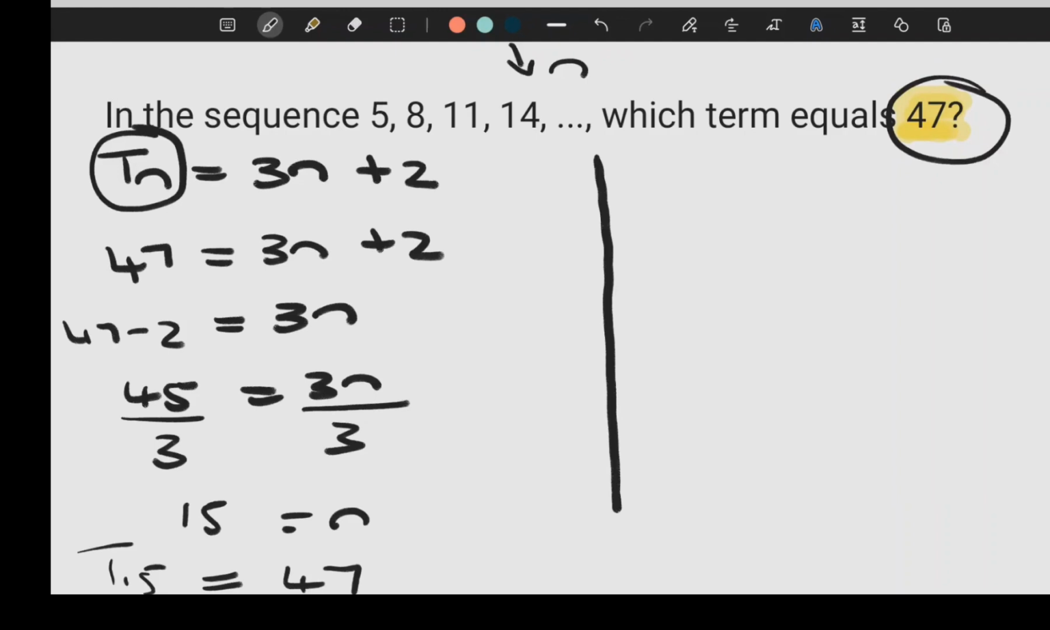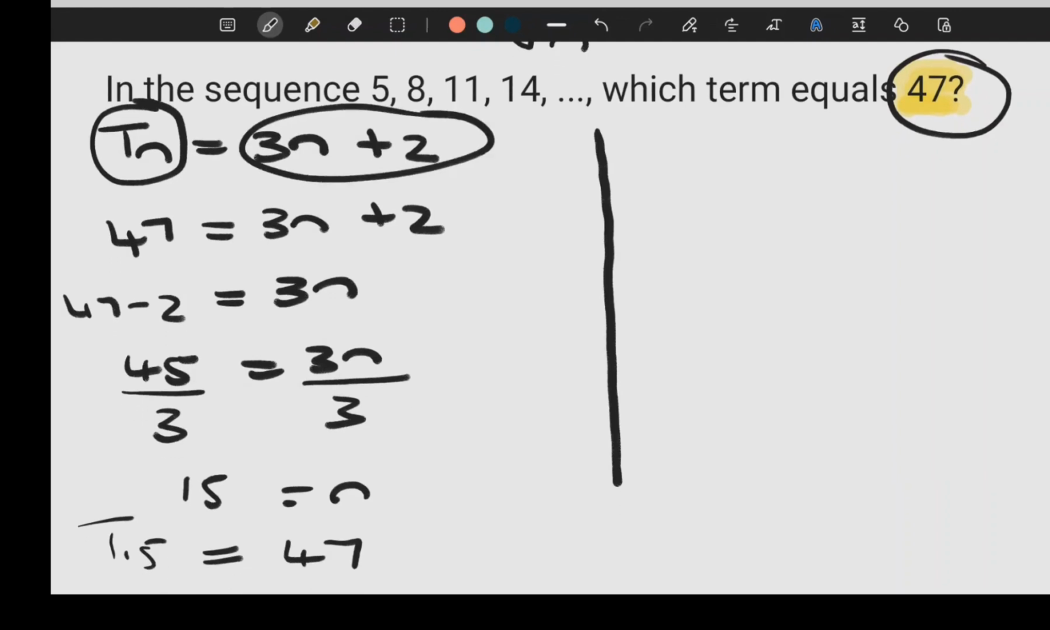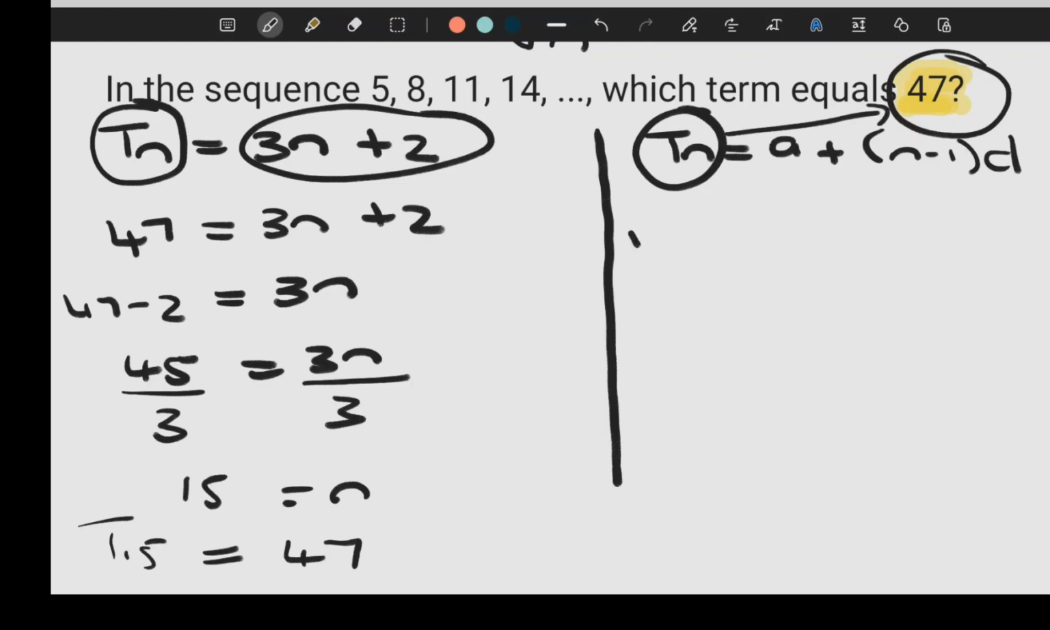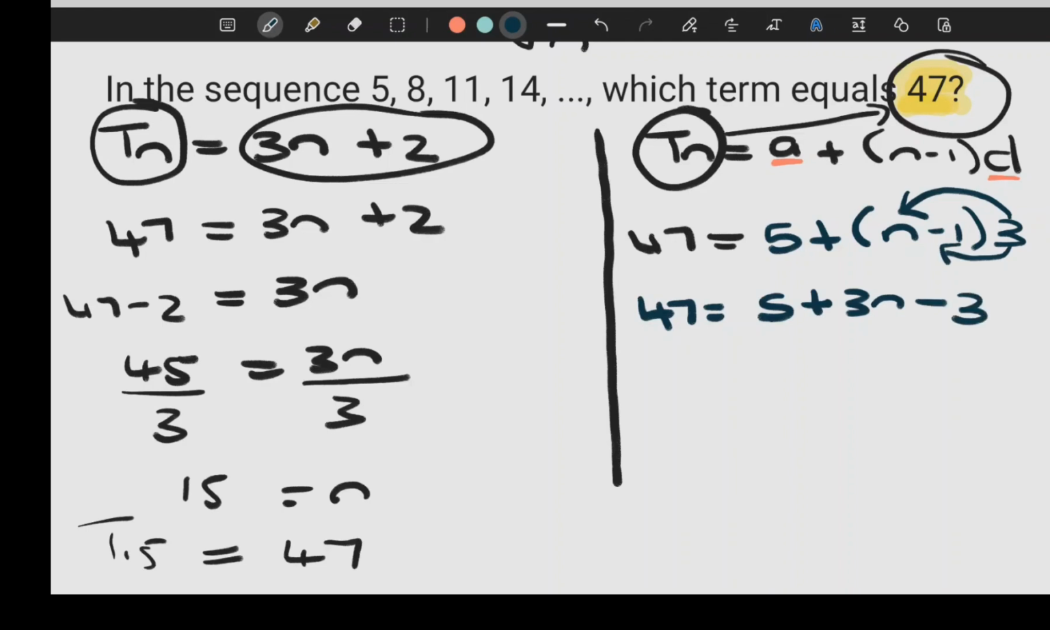That's method number 1. If you don't have this general term, let's say you don't have it, you can use the formula from your formula page. So I'm going to write the formula down. And this Tn will be this 47 over there. So 47. And now I replace A. I don't replace n because I don't know what it is. And I replace D. So I only replace A and D because I'm working out n. A is the first term, which is 5. I don't know what n is. D is the constant difference, which is 3. 3 times negative 1, negative 3.